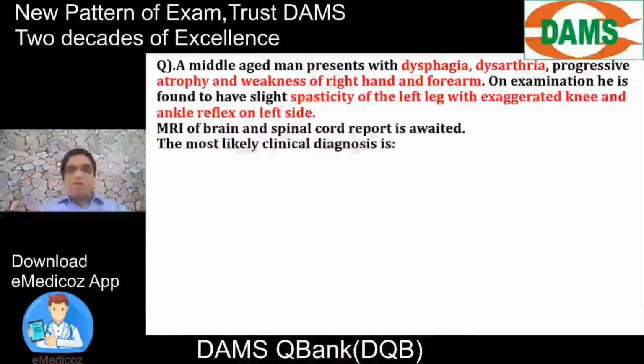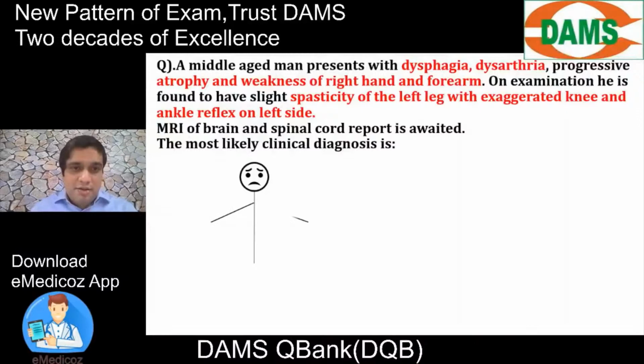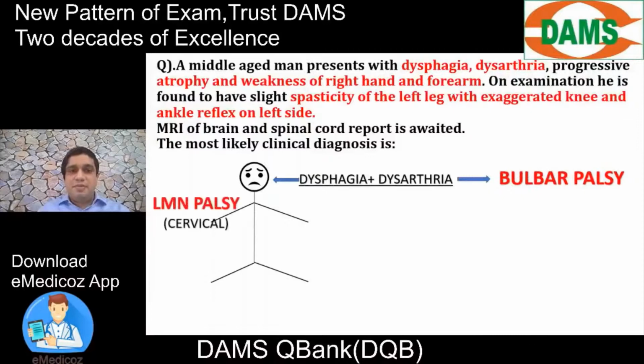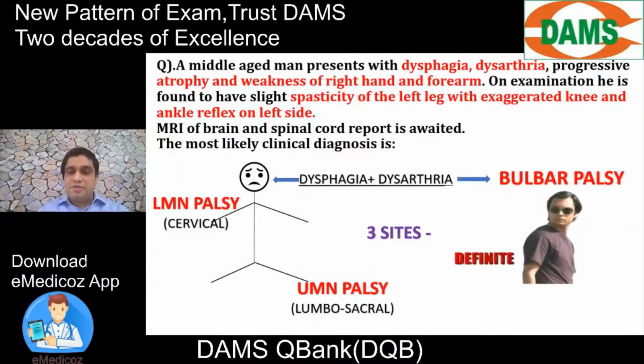Now coming back to our question. A middle-aged man presents with dysphagia and dysarthria. So this is our middle-aged man, Aam Aadmi. He came to us with dysphagia and dysarthria as a complaint, which I think is a bulbar palsy. There is atrophy and weakness of the right hand and forearm, which is a lower motor neuron paralysis, and the right upper limb has a cervical innervation. Spasticity of the left leg with exaggerated reflexes is an upper motor neuron palsy, of the lumbosacral type. Now in this case, bulbar, cervical, and lumbosacral, 3 sites are involved. So it is what? A definite ALS.